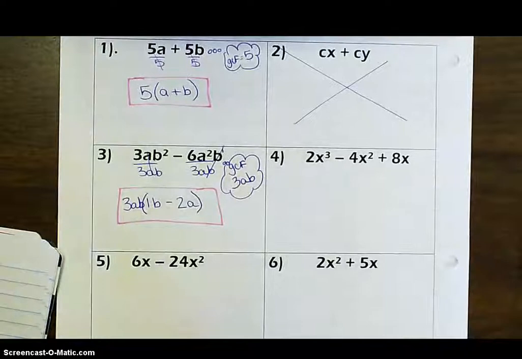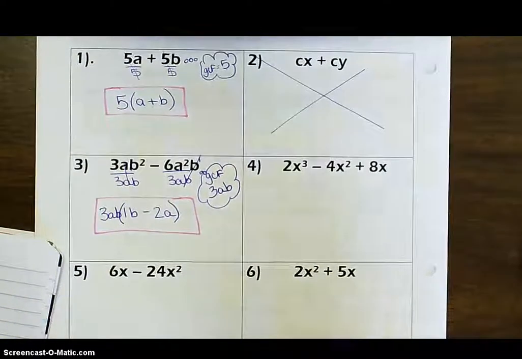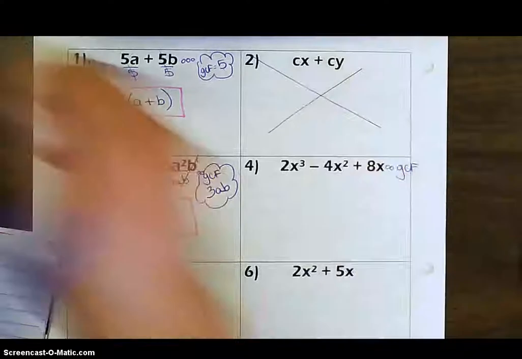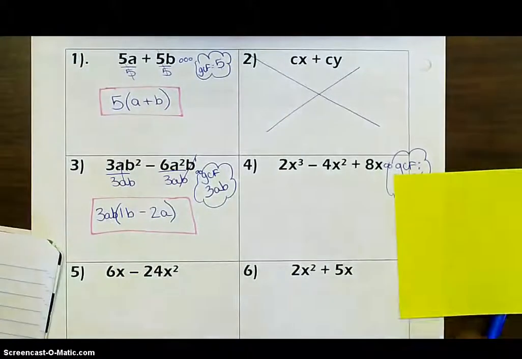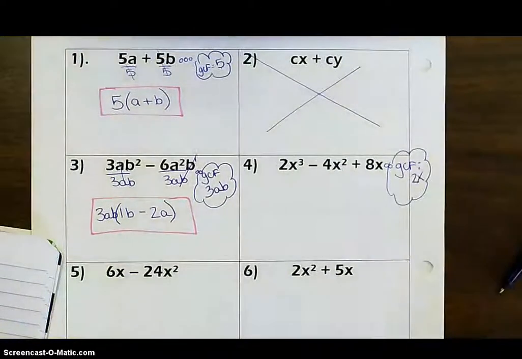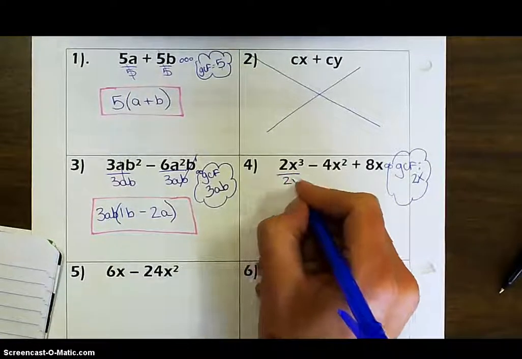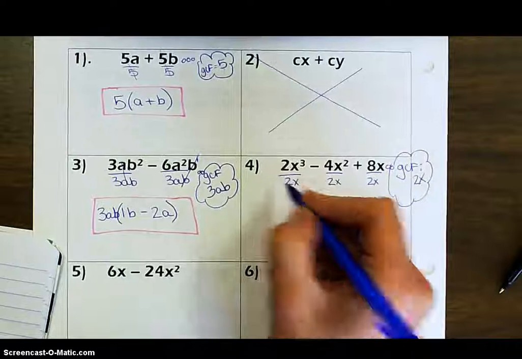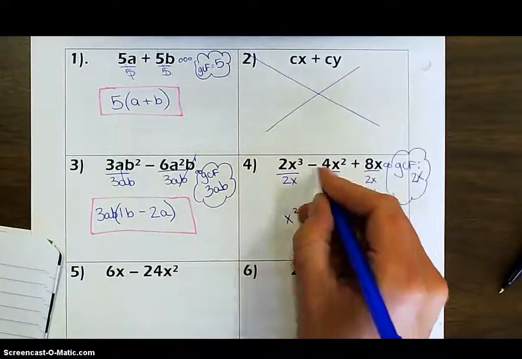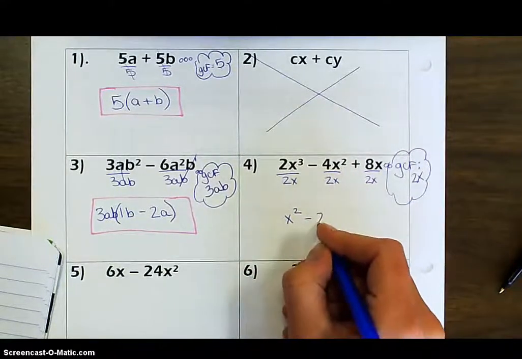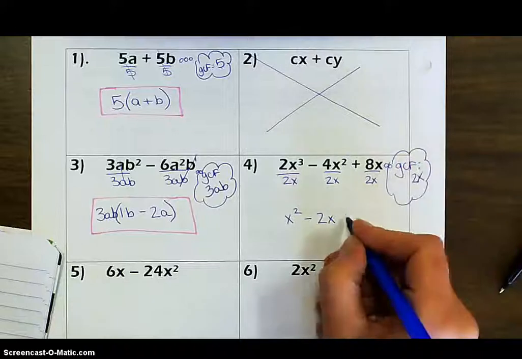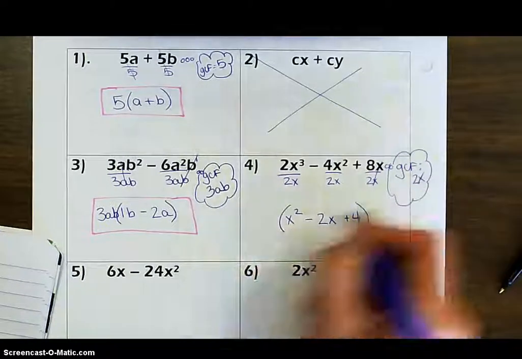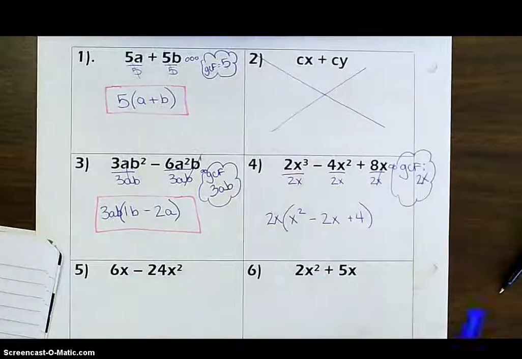All right, I'd like you to take a look now at number 4, and on your own, figure out what your GCF is. All right, were you able to get a GCF of 2x? Then we come over here and divide everything by 2x. Here we're going to get x squared minus, here we're going to get minus 2x. 8 divided by 2 is 4. The x's are going to cancel. Put parentheses around there and put your GCF in the front.